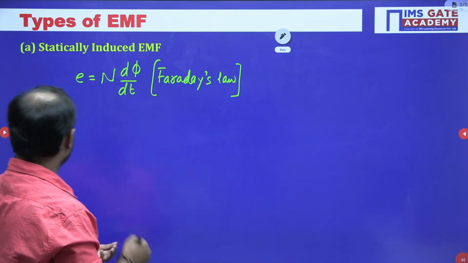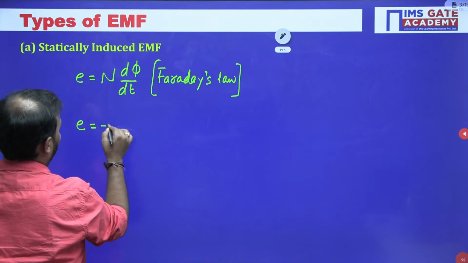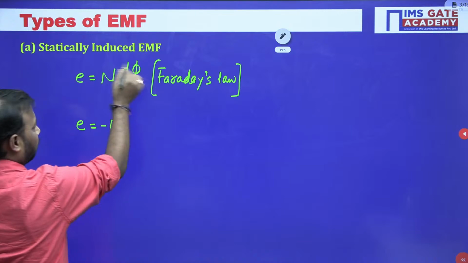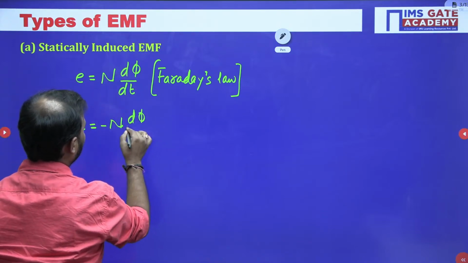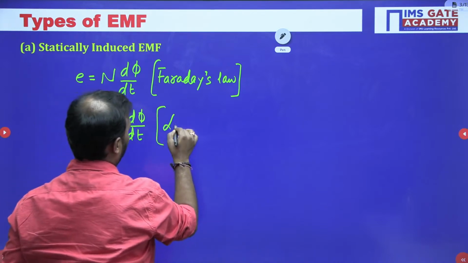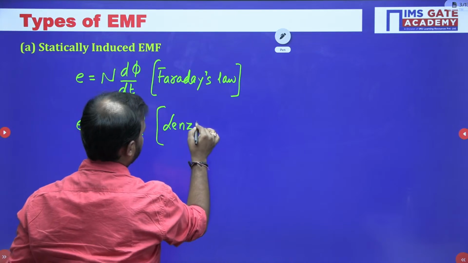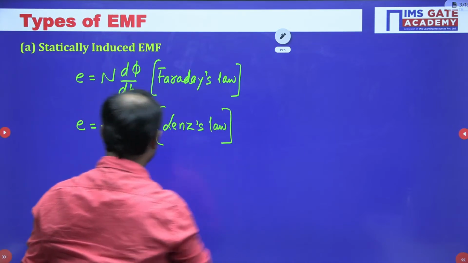So the polarity is given by Lenz's law, which is, in this expression, put a minus sign. So it will be minus N d phi by dt. So this is according to Lenz's law. Alright, I hope this is clear.